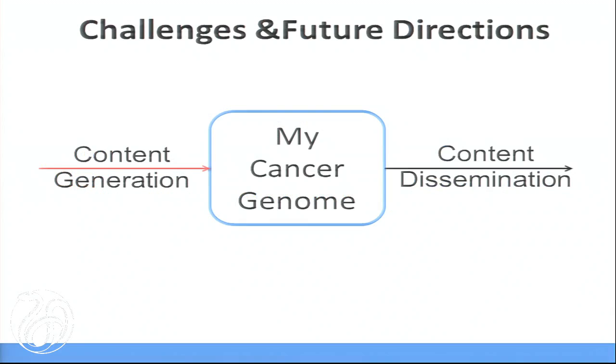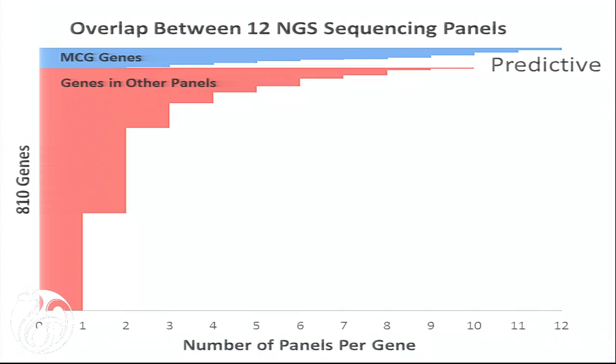So how do we go from where we currently are to the next generation of dissemination and content curation? We've done an analysis of 12 different next-gen sequencing panels, and My Cancer Genome, which are the genes in the blue, has about 56 genes out of the 810 that are included on all of these panels. But as you can see, what this graph is representing is that these are the genes that only one of the 12 panels includes in their assay, and these are the ones that only 2 of the 12 panels include.